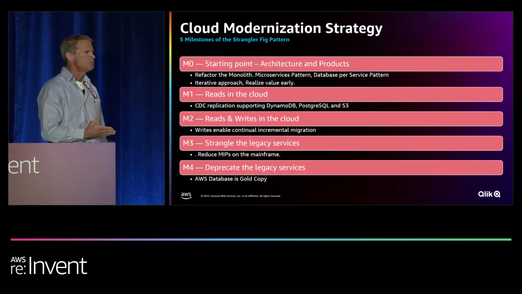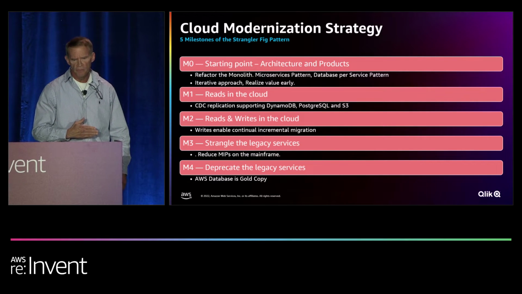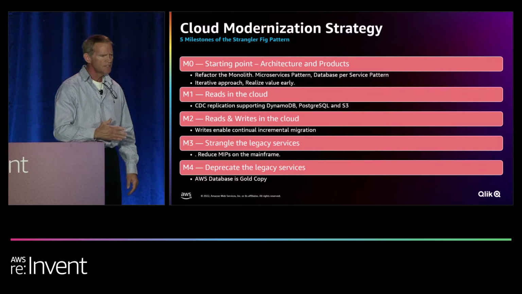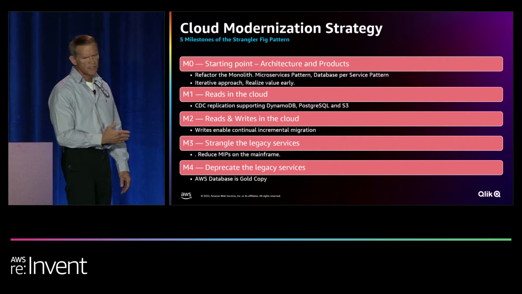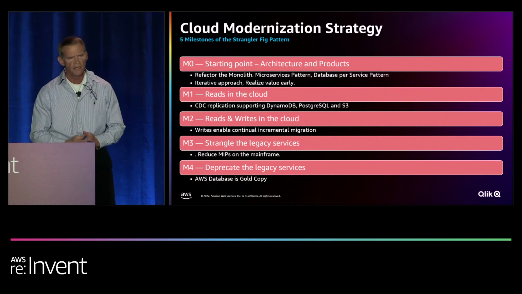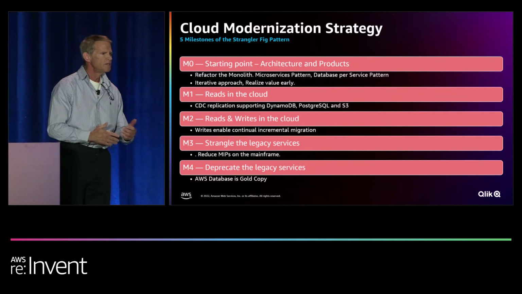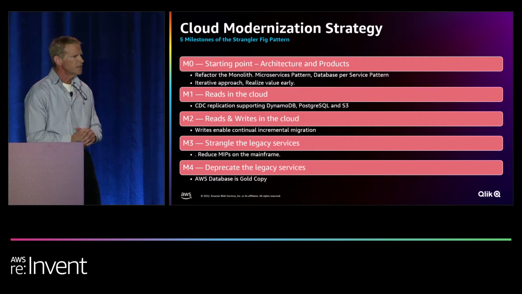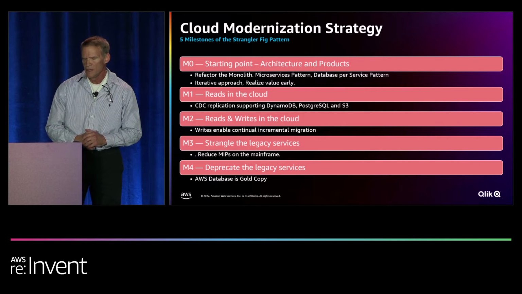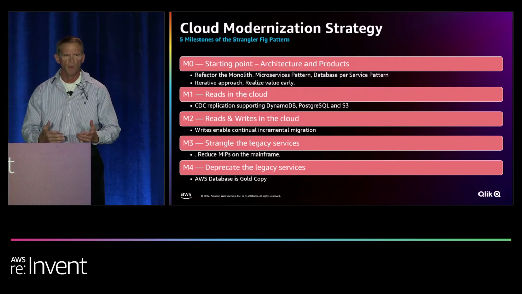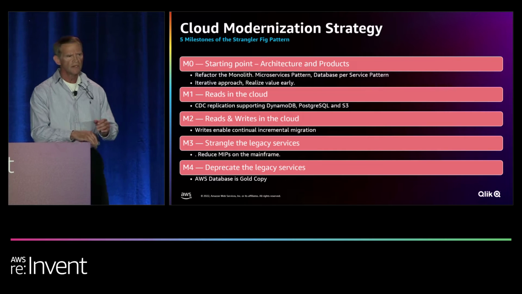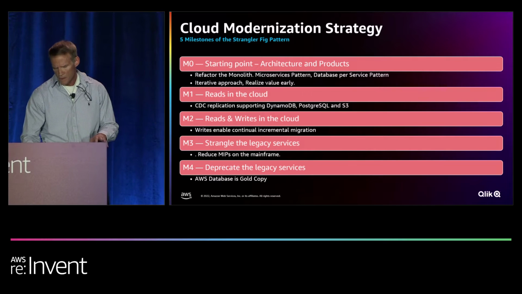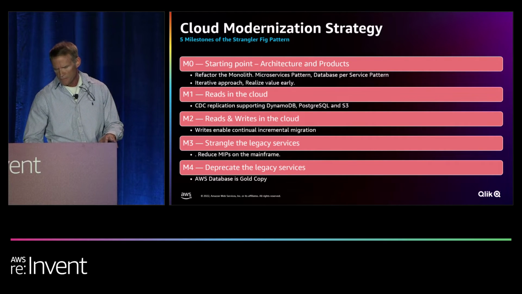You continue to chip away at your on-prem monolith, strangling those legacy services, gradually reducing MIPS as you go along, improving cost, till eventually you can begin to depreciate or retire some of those on-prem services, and AWS now becomes your gold copy. Now, at Vanguard, this is a multi-year effort. We're probably about, I would say, 50% there at this period of time.